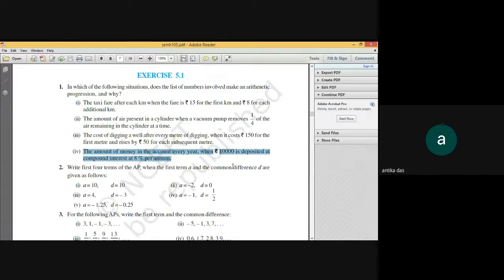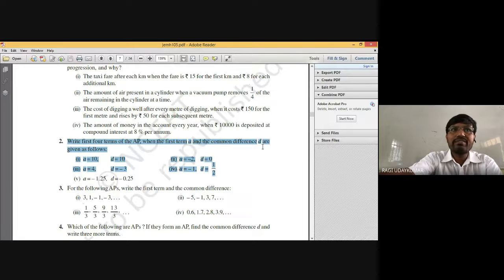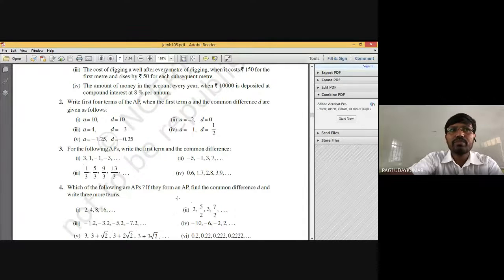Next, second question: write the first 4 terms of an arithmetic progression when the first term a and common difference d are given. I think it is a simple task. The first term is 10 itself. The second term is a plus d. The third term is a plus 2d. The fourth term is a plus 3d. Like that you need to write 4 terms. Can you do it? Yes, sir.